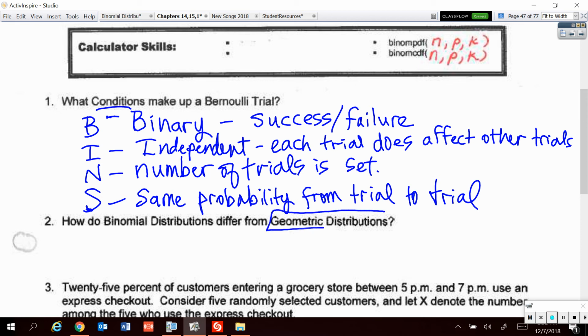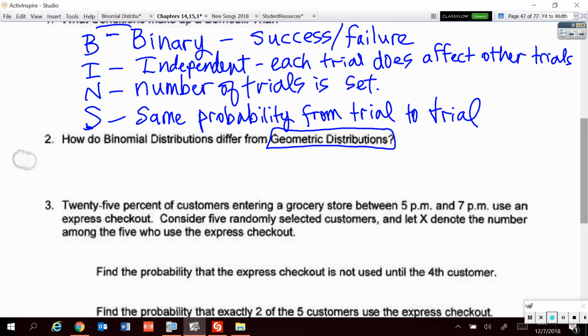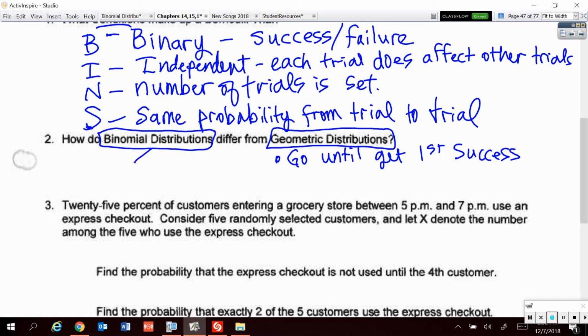Okay, yesterday we had done these geometric distributions. So what could be one statement we said about what our geometric ones were like? What did we do? Perfect. Go until you get your first success. So let's talk about how binomial is different from that. Well, first of all, they have a set n. The geometrics don't. You're just going and going and going until you get that first success.